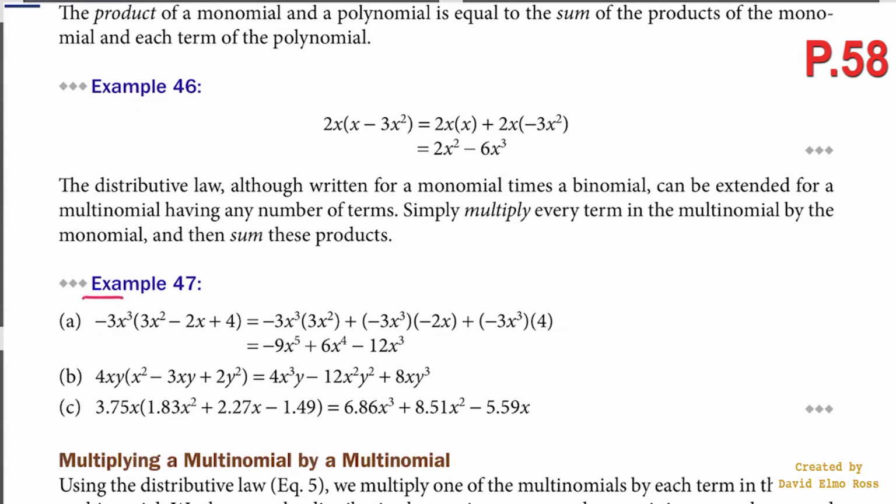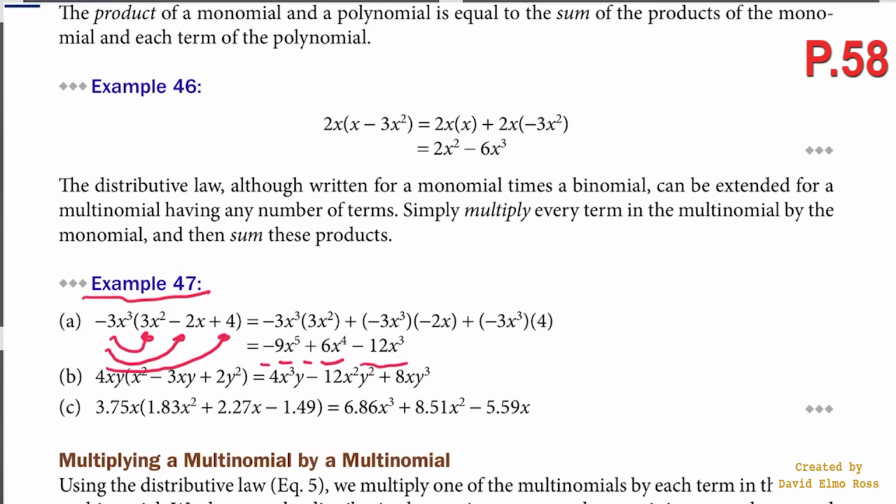Let's take a look at example 47. This is a little bit more intricate, but let's take a look. We've got minus 3x cubed. Minus 3 times 3 is minus 9, and x cubed times x squared is x to the 5th. Then minus 3x cubed times minus 2x is going to give us positive 6x to the 4th, x cubed times x. And then our last term, since it's minus 3 times 4, is minus 12x cubed.